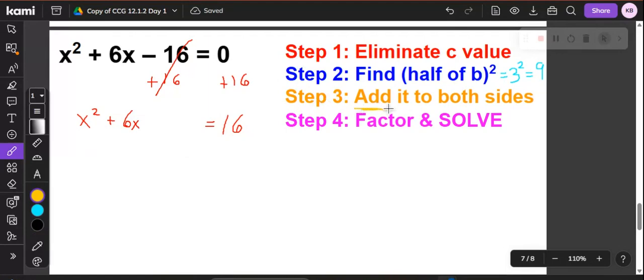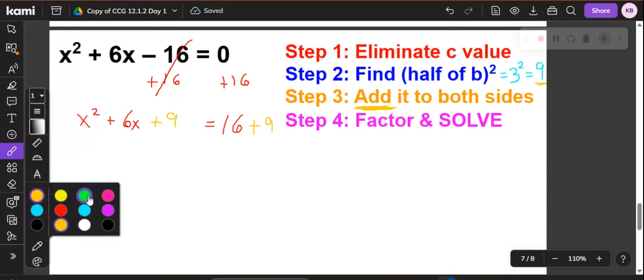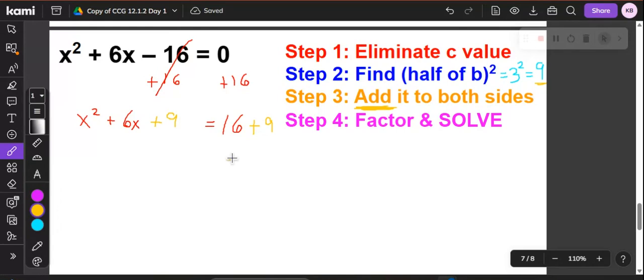I'll try to use this same yellow. I'm going to add this to both sides. I'm going to add 9, so plus 9, and then I'm also going to add 9 over here. And at this point you can see that the 16 we had actually isn't all that important, because when I add 16 and 9, I actually get 25, and that's something that I know the square root of. I'm just going to rewrite my equation here, x squared plus 6x plus 9.